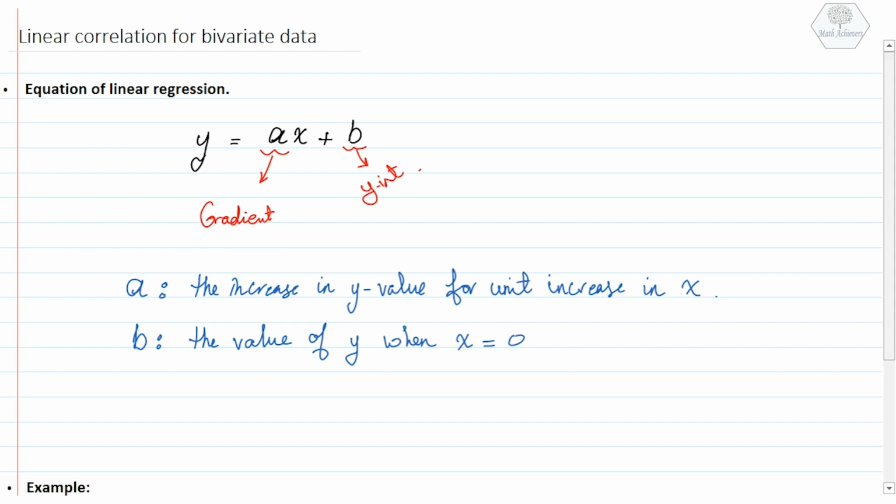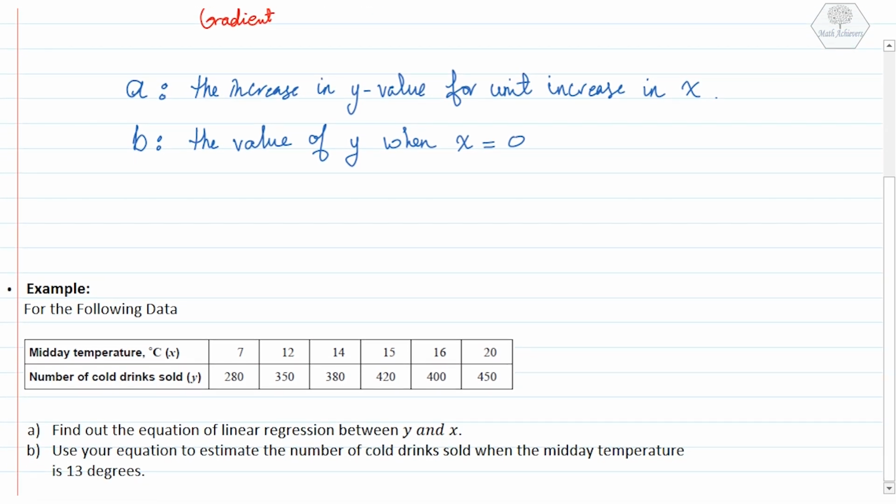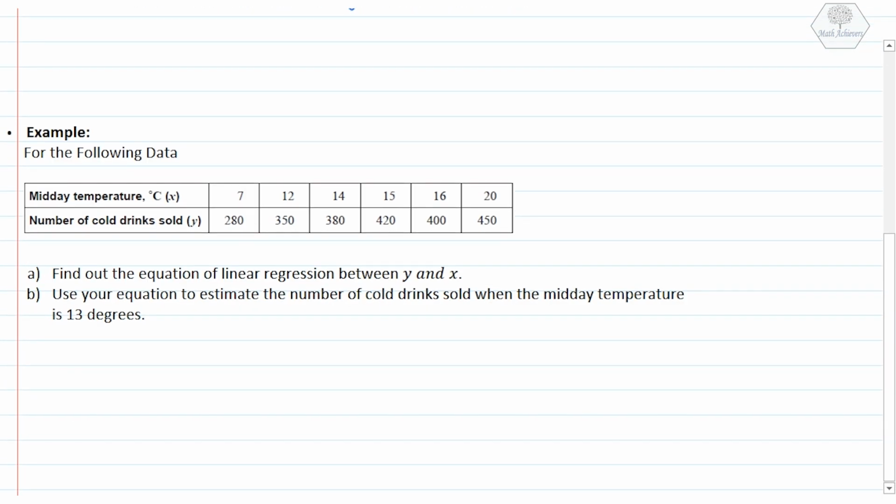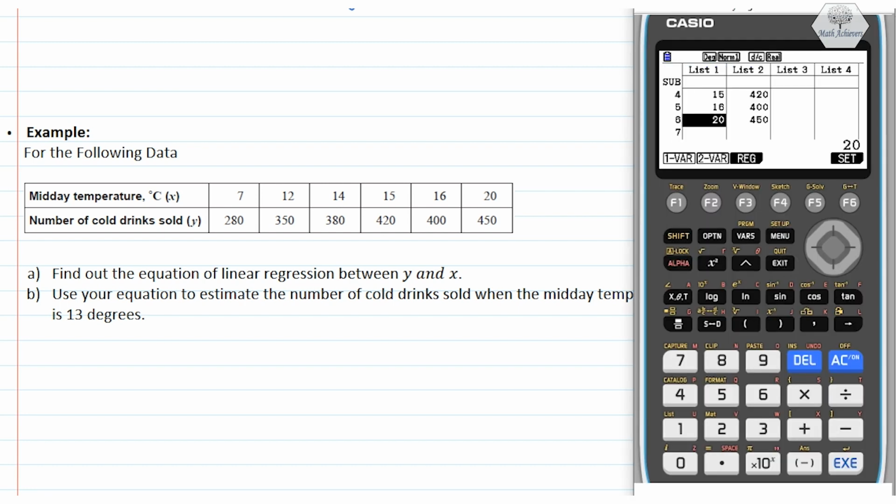So now let's go for an example. For the following data, I have the same data. Part a, we want to find the equation of linear regression between y and x. I'll do the same thing. I'll go to my calculator and fill in the lists. They are already filled: list 1 with the values of x and list 2 with the values of y. I go to calc, then reg, I choose x and I choose ax plus b.